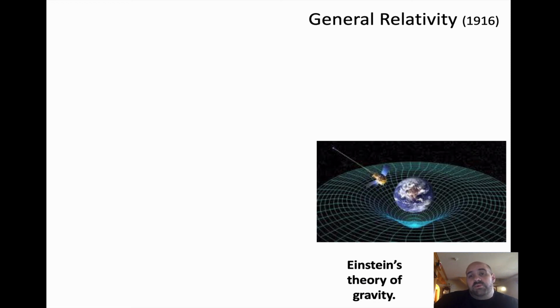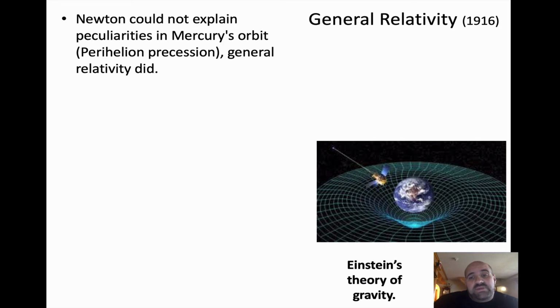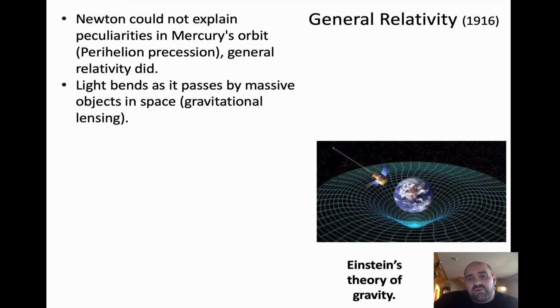Absolutely. This is one of the most well-attested theories in all of science. So, some things that it got right. Sir Isaac Newton could not explain some peculiarities in Mercury's orbit. There's something called the perihelion precession. I'm going to show you a picture of this. General relativity explains it very, very well, and this is observational data, something we see. Ignore that bullet point for now.